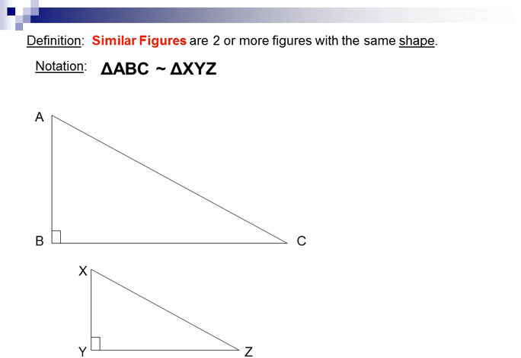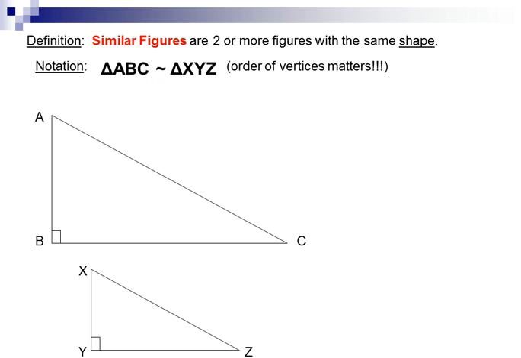The notation for this, in this case, is we have triangle ABC. This little squiggle line means similar. So triangle ABC is similar to triangle XYZ. So these two triangles are similar. Even though some might say that these two triangles do not look similar, they indeed are because of the notation saying that they are similar.